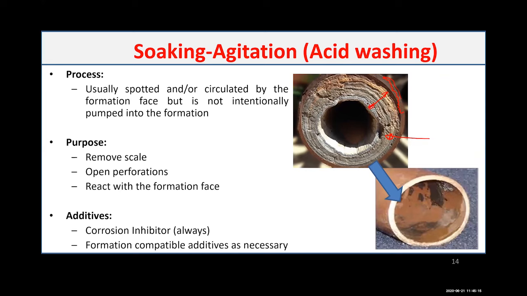And what you would actually like is to remove the scale. This scale builds up with time. So you start initially seeing a small reduction in production until it's completely built up, becomes big, and completely plugs the tubing. And if it completely plugs the tubing, you will completely lose your well. So you are pumping acid just to remove this and restore it to the original path.